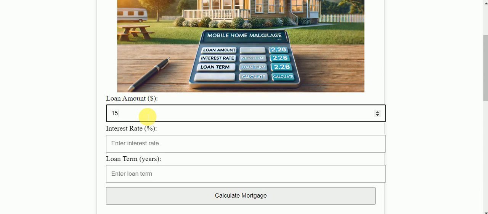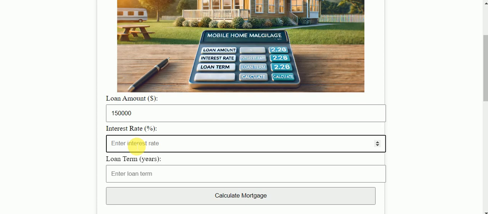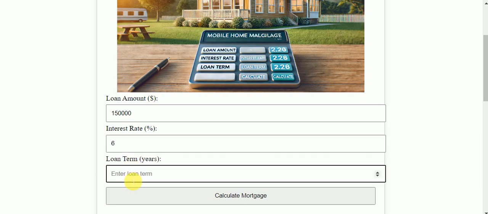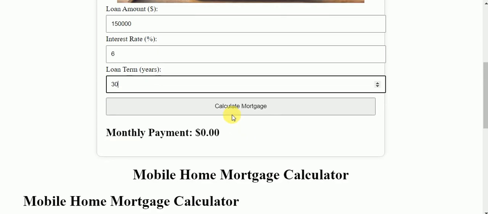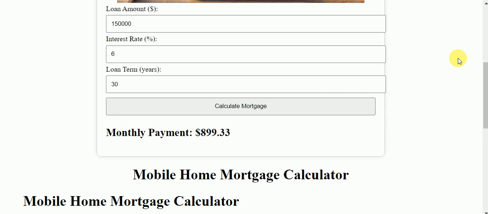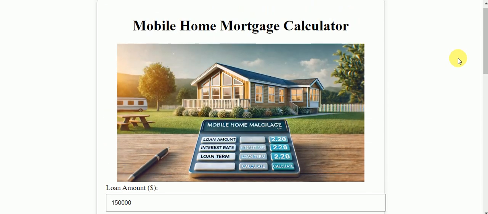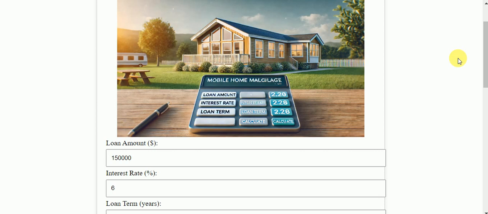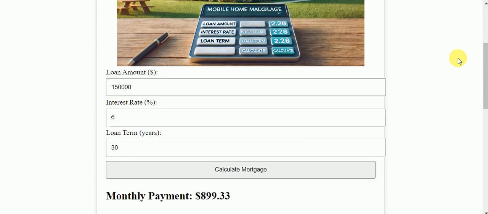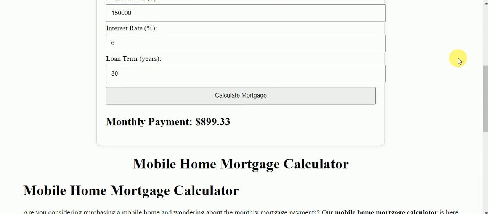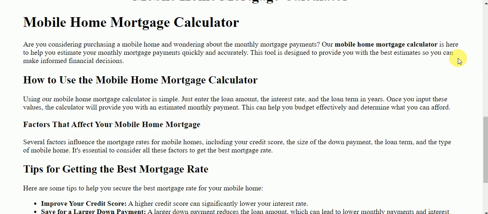Let's say your home is going to cost maybe about $150,000. Let's say here, $150,000. Interest rate right now, I believe, let's say it's 6%. Most mortgages are 30 years, and that should give you the figure. There we go, $899.33 a month. So this gives you an idea of what kind of home you could probably want to purchase and how much you can afford monthly before you talk to the realtor.